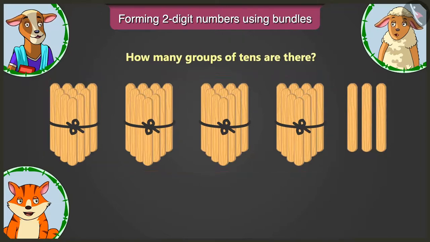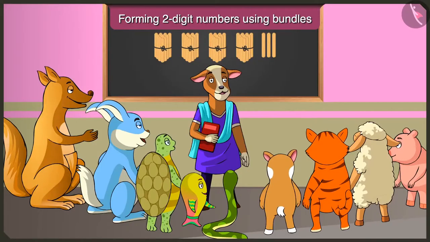There are 4 groups of tens, meaning 4 tens. 4 tens means 40. Now, besides the bundles of tens, how many sticks are left? There are 3 sticks left. Adding 1, 2 and 3 to 40 makes 43. Children, remember a group of tens means a group of 10 objects. Yes, ma'am.